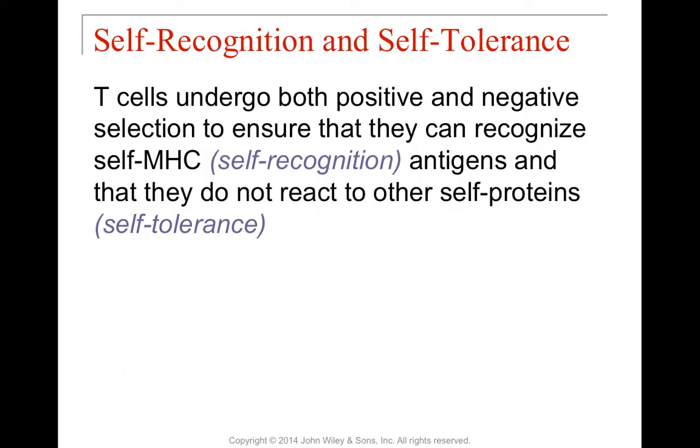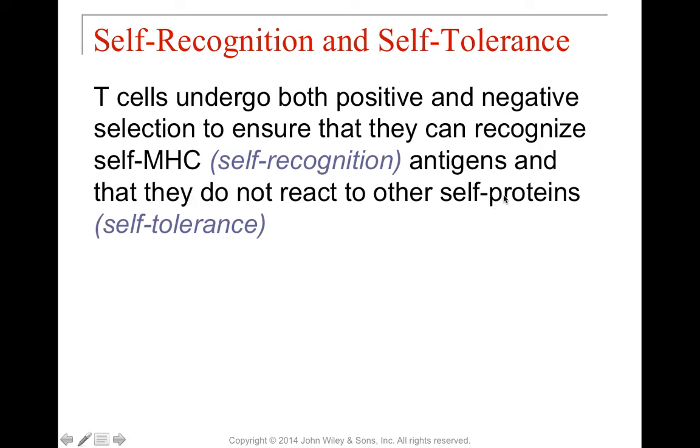All right, so how do we select for T cells? T cells must be able to self-recognize but also be self-tolerant. So they have two major factors, self-recognition and self-tolerance. So they undergo two different sets of selective pressure, a positive selection to ensure that they are able to recognize self-MHC antigens, but also a negative selection to ensure that they will not react with other self-proteins.